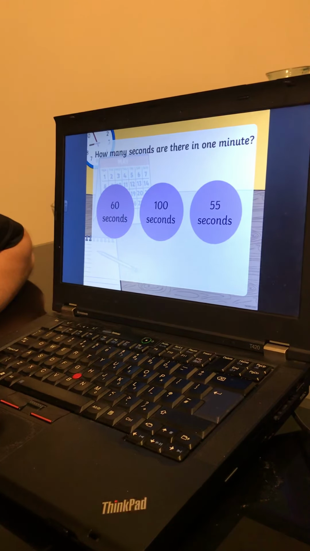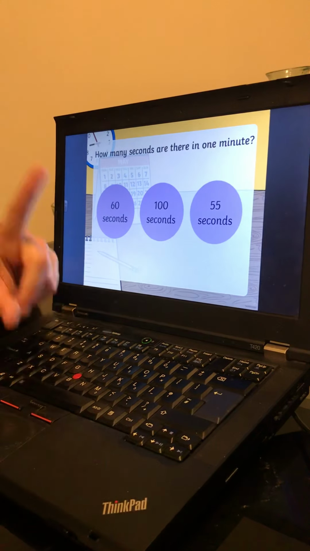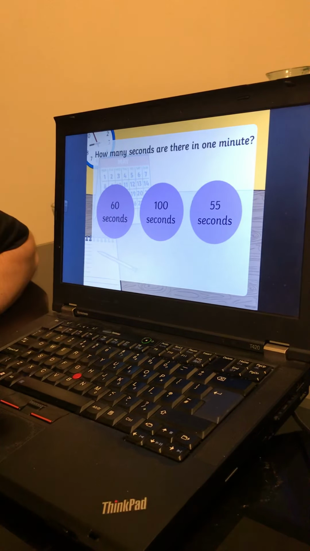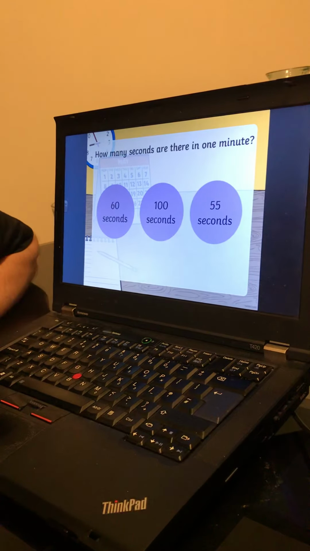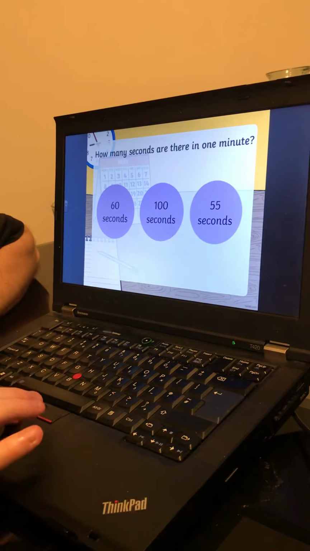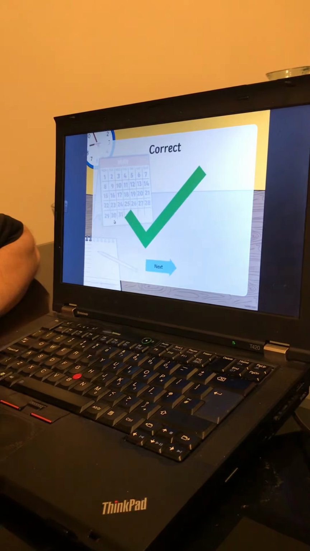So our first question here, how many of you know how many seconds there are in 1 minute? I'll give you a wee second to think. If you went for answer C, 55 seconds, it's not correct. If you went for answer B, which a lot of people go for, you would also be incorrect because it's not 100 seconds in 1 minute. It's actually 60 seconds. So we'll click on 60, which we got correct.